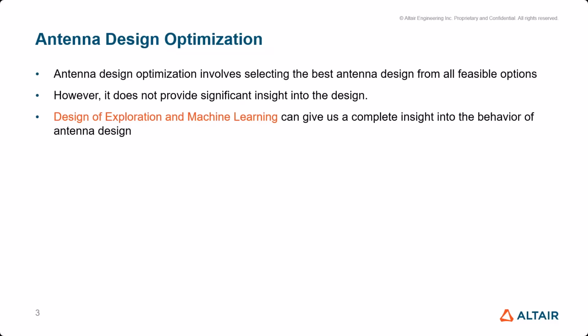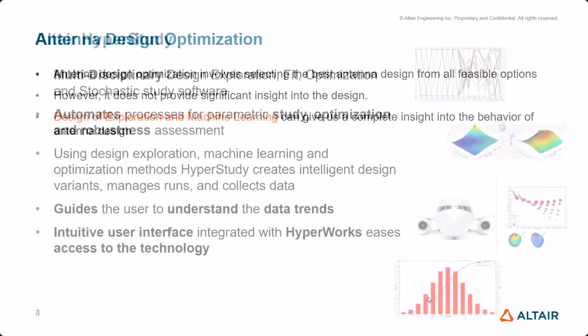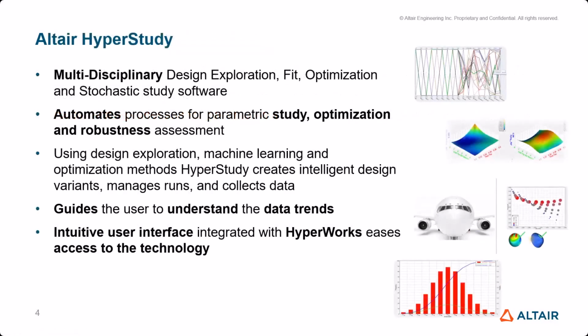But in order to look into depth into the antenna design, design exploration and machine learning can be very helpful, as they can give us some more insight into the behavior of antenna design. So for that purpose, we have a tool within Altair called HyperStudy. HyperStudy is a multidisciplinary design exploration tool that can also provide fit models, optimization studies, as well as stochastic studies. It can automate processes for parametric studies, and you can do optimization and robustness assessments.